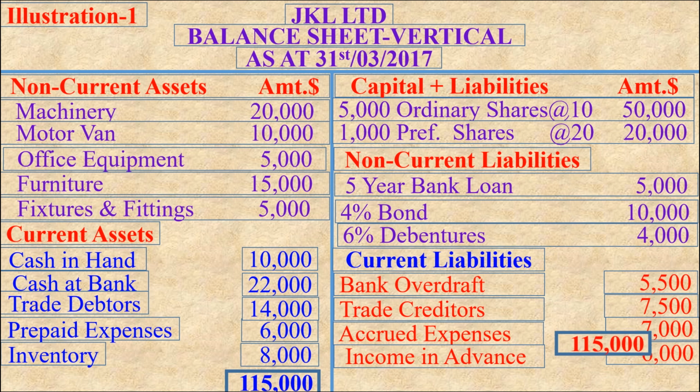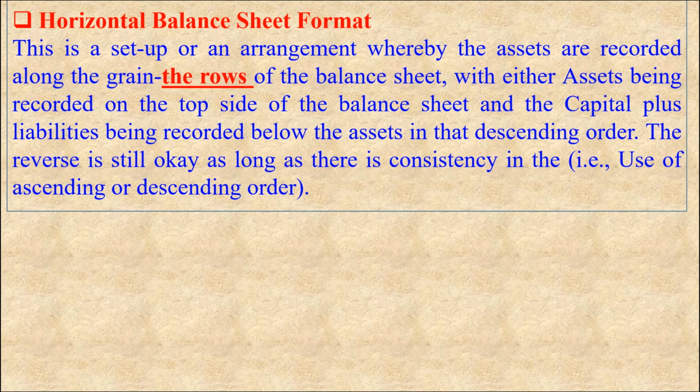And also, when you combine capital and the liabilities, you also get the same total of 115,000. And this portrays that the balance sheet is equal on both sides, and this complies with the balance sheet equation. So let's go to the next category, which is the horizontal balance sheet format. What about this kind of design?